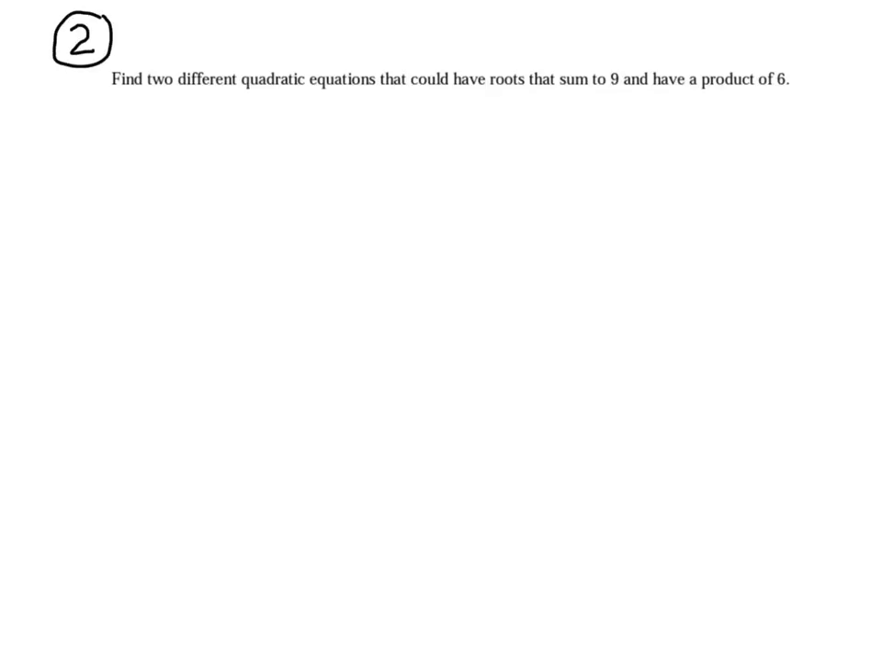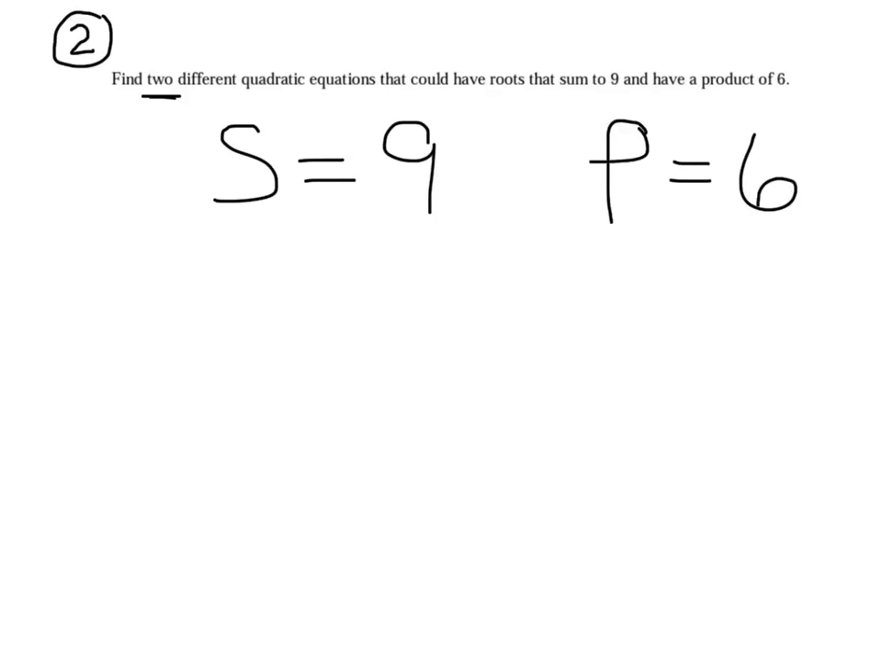So this question says, find two different quadratic equations who could have roots such that the sum is equal to 9, so I'll jot that down, and the product is equal to 6. Now, there's actually an infinite amount of quadratic equations that have this same product of 6 and sum of 9. And it's very simple. Just use those two formulas.